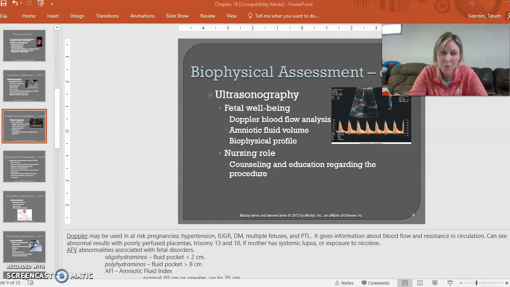A normal score in a biophysical profile is anywhere from 8 to 10, assuming that she has normal amniotic fluid levels. And there is a page in your textbook that I'd like you guys to look at. On page 568, table 19-2 is going to give you a little bit more description about how they score a biophysical profile.